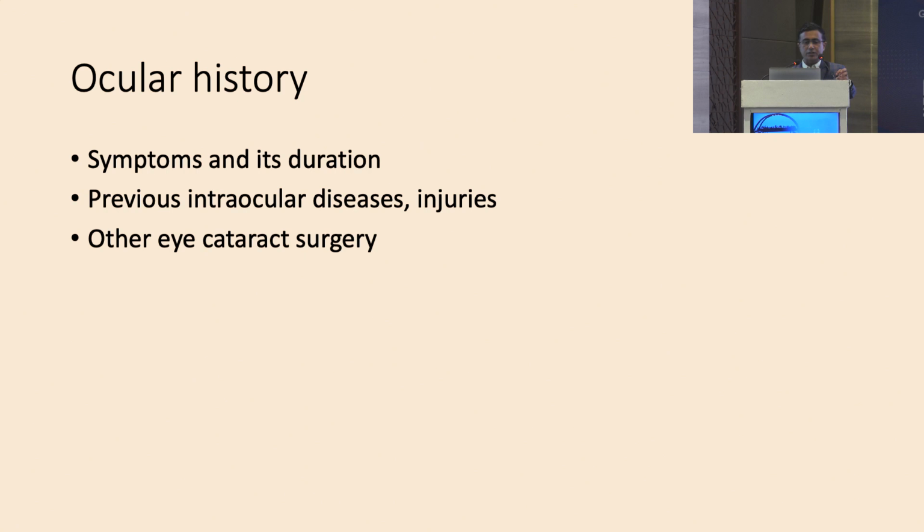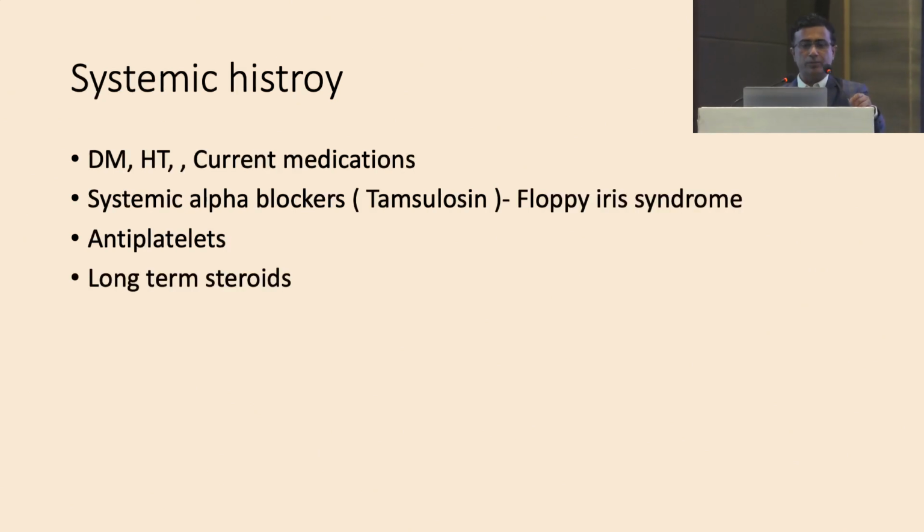Previous intraocular diseases, injuries, and other eye cataract surgery need to be known so that you can modify the intraocular lens power accordingly. The systemic history in the form of diabetes mellitus, hypertension, and current medications are important, particularly in those patients who are taking alpha blockers. They may have floppy iris syndrome during the surgery.